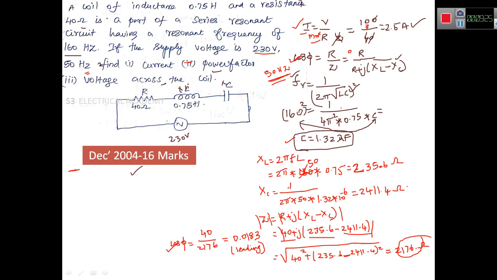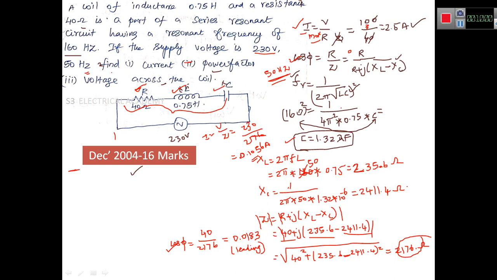So next, the current value. Current value I is nothing but V by Z. That is V is equal to 230, Z is equal to 2176 ohm, which is almost equal to 0.1056 ampere. That is, I am totally calculating the impedance of the circuit. Z is equal to R plus JXL minus JXC.